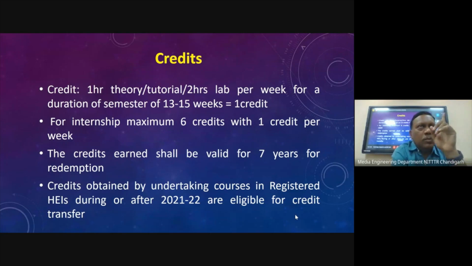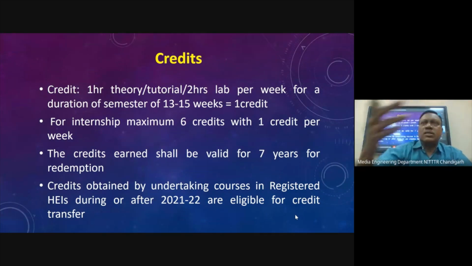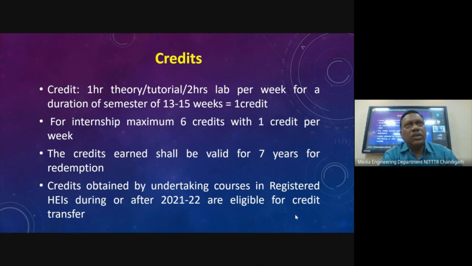One credit will be counted if you are following a theory class of 1 hour, or a tutorial class of 1 hour, or 2 hours of laboratory class in a semester system, which is confined to 13 to 15 weeks. In our 6 months, we get this 15-week semester. So in a 15-week semester, if you are taking 1 hour every week, then over 15 weeks you are taking 15 hours. Once it is 13 to 15 hours of engagement, you can define that as one credit.